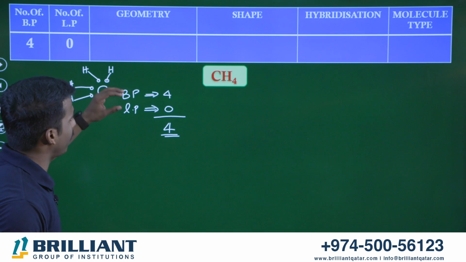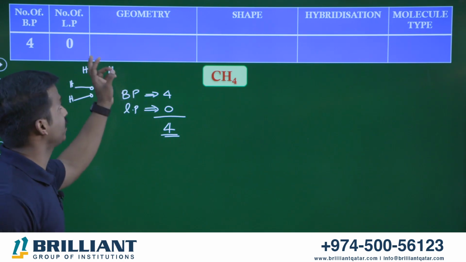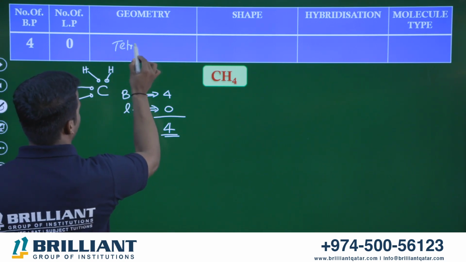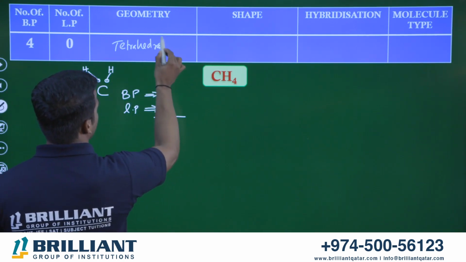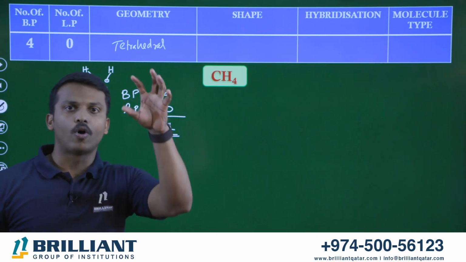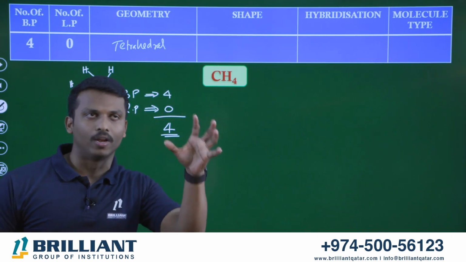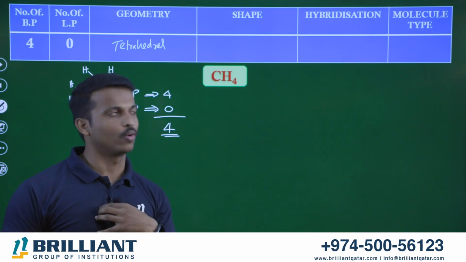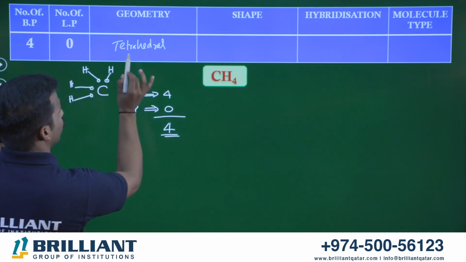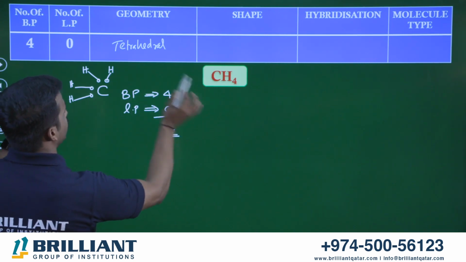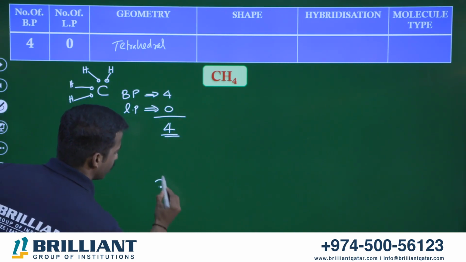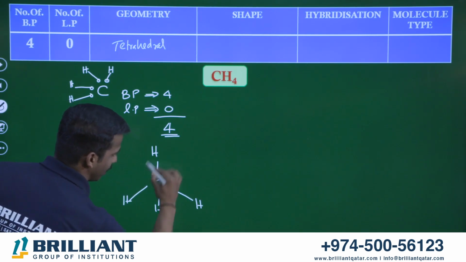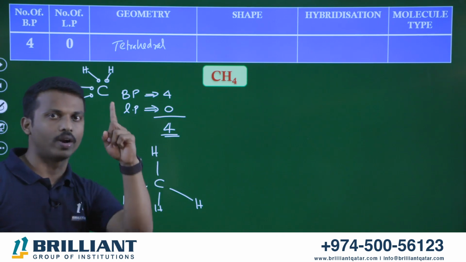If the sum of bond pair and lone pair is equal to 4, what is the geometry we studied? Tetrahedral geometry. So first of all, you study each bond pair and lone pair sum we studied in the table, 2, 3, 4, 5, 6, 7. The corresponding geometry we have to know. Now what is the shape? Let me draw the geometry of CH4 in tetrahedral shape. Carbon, hydrogen, hydrogen, hydrogen, hydrogen. This is the tetrahedral shape. 3 hydrogen below, 1 hydrogen above.